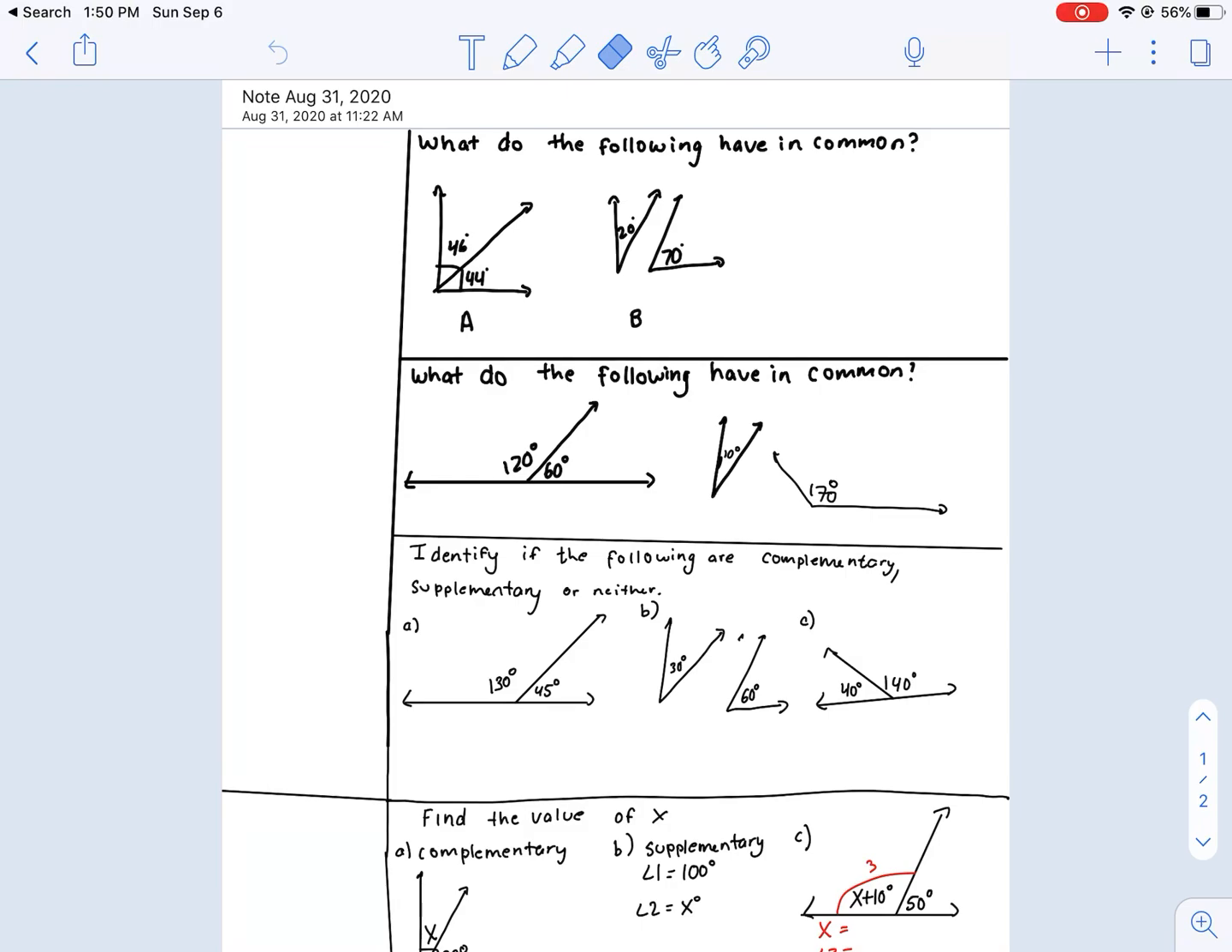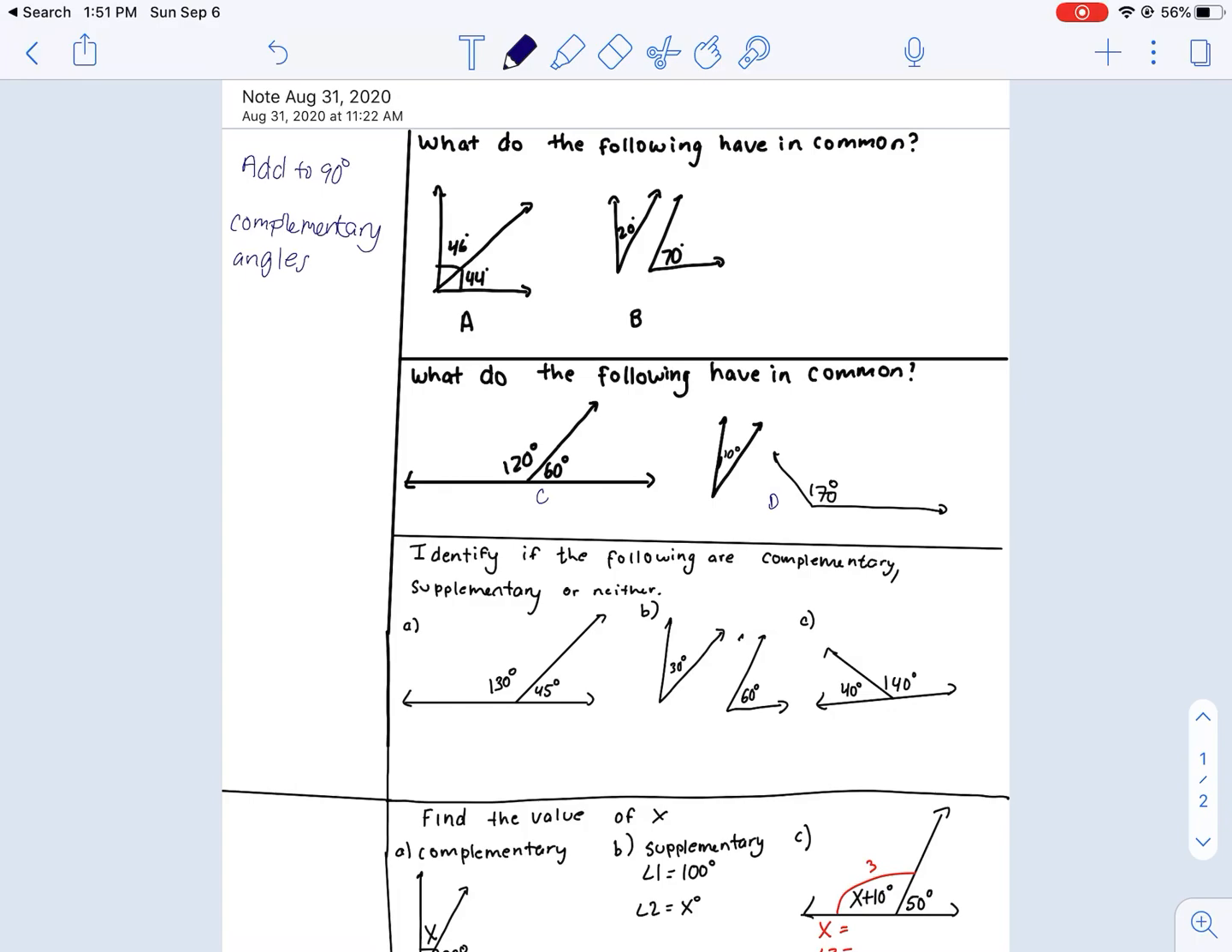We're going to talk about complementary and supplementary angles. So let's look at example A and B on the first line. What do the following have in common? In particular, pay attention to their sum. What do you notice? Well, they both add up to 90 degrees. It doesn't matter if they're next to each other, so we call these complementary angles.